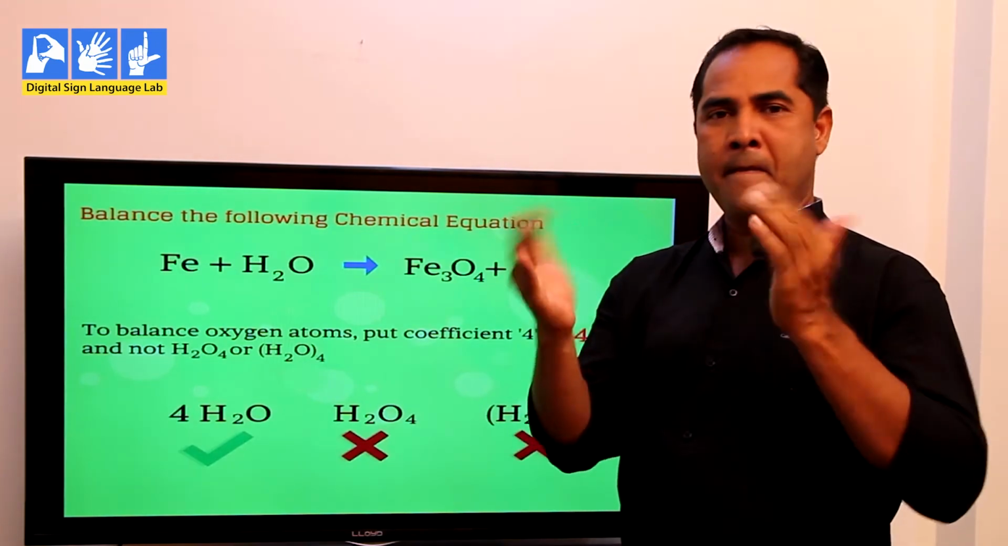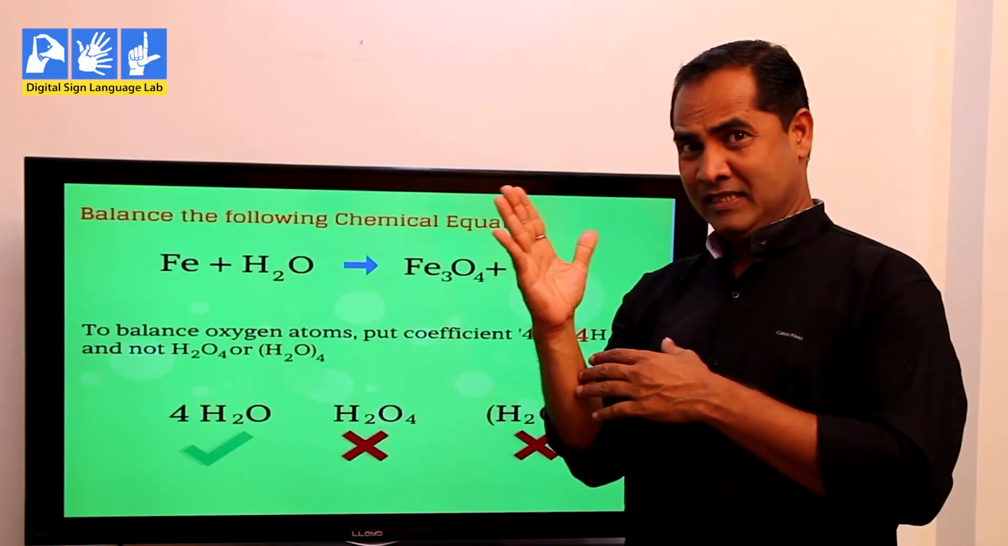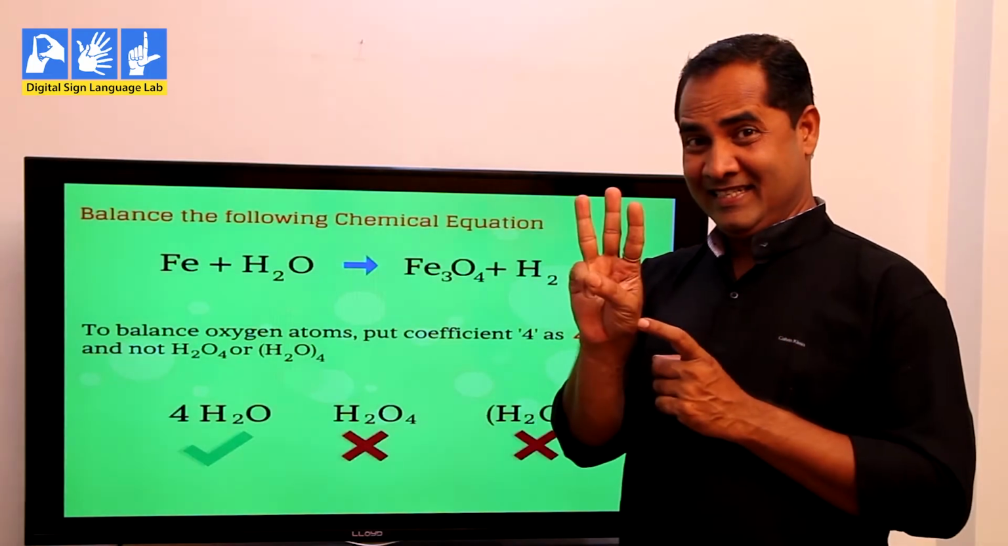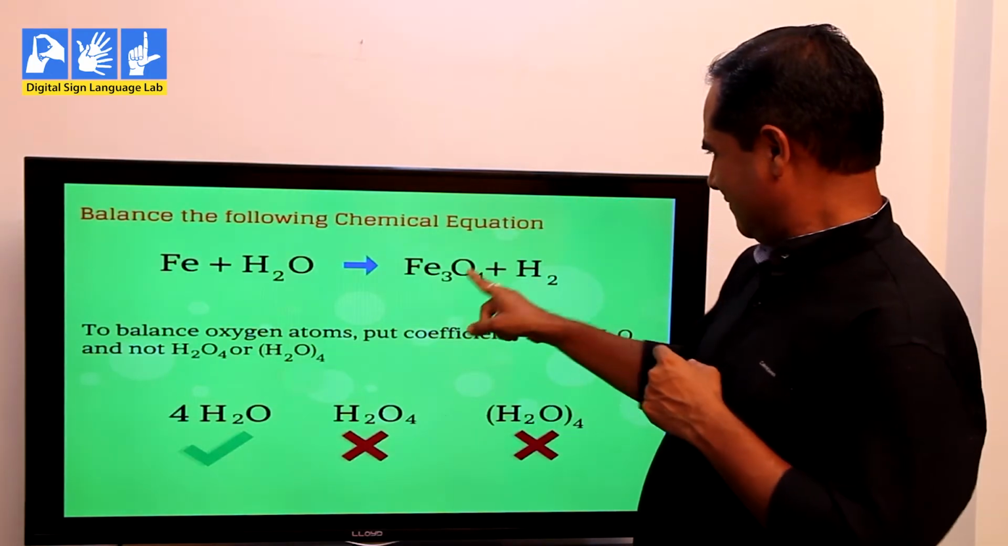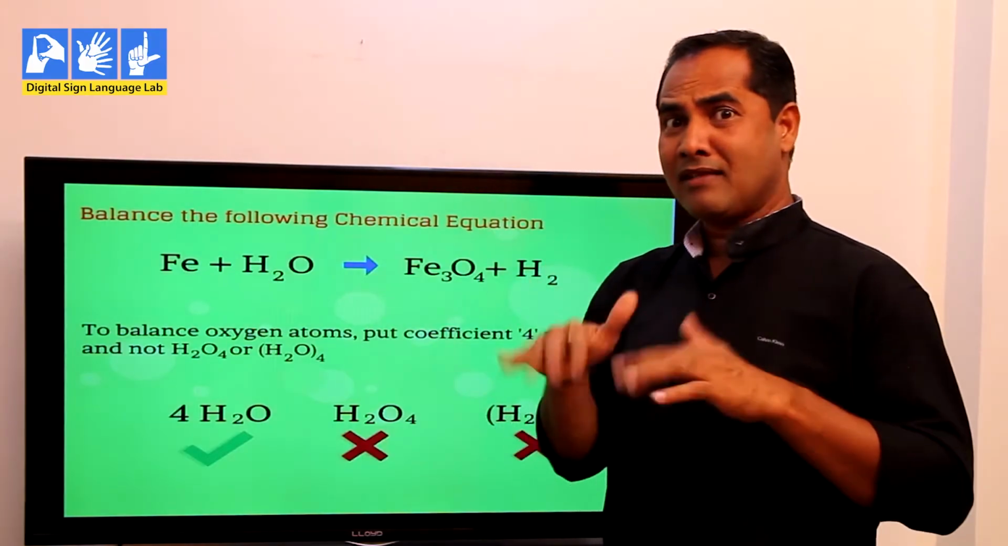So 4H2O would balance the oxygen. Now after oxygen is balanced, what is the second one? We have iron, which has 3 atoms on the right hand side, and on the left hand side we just have 1.